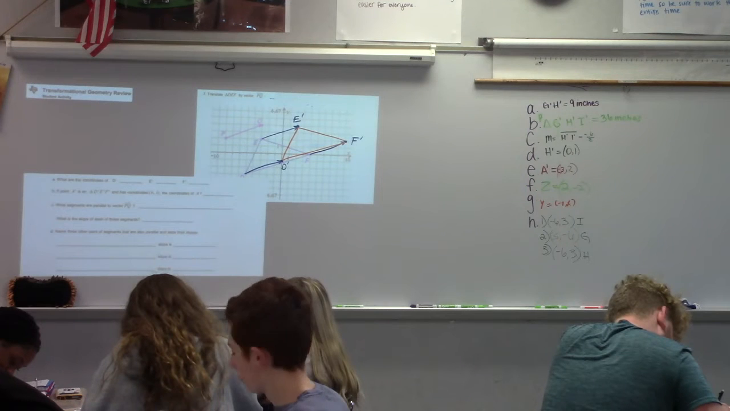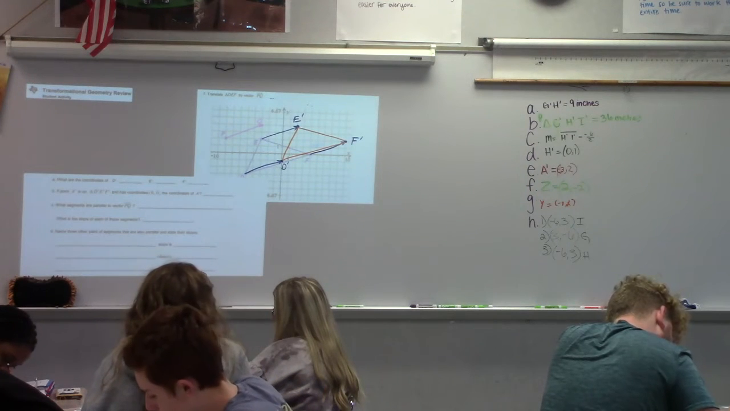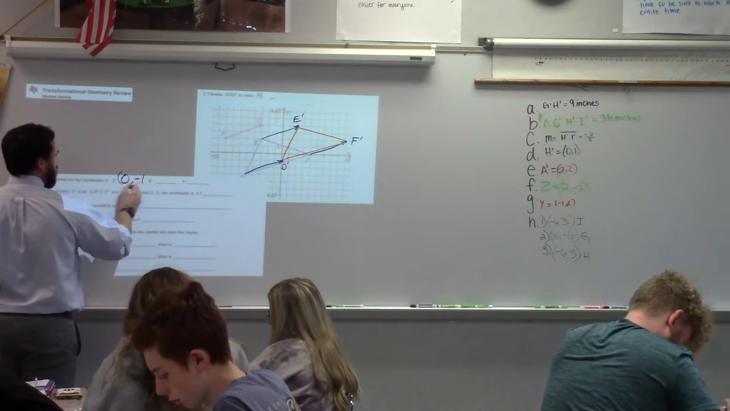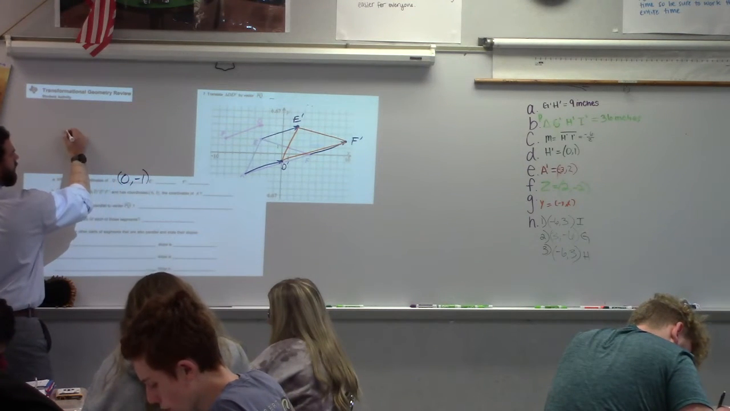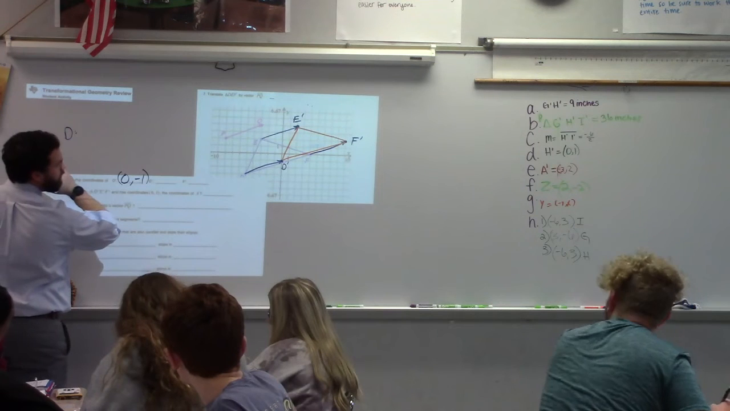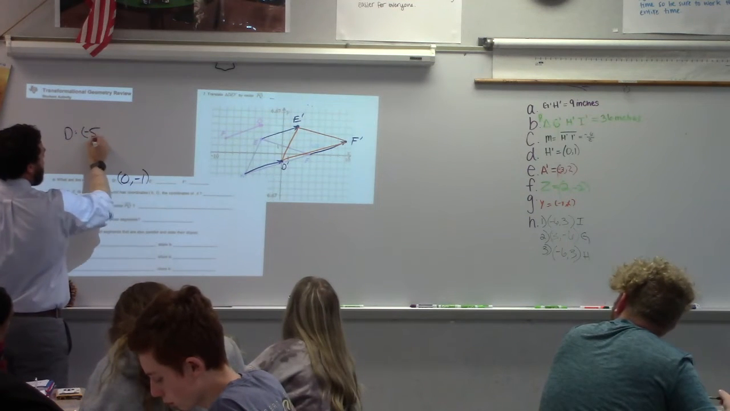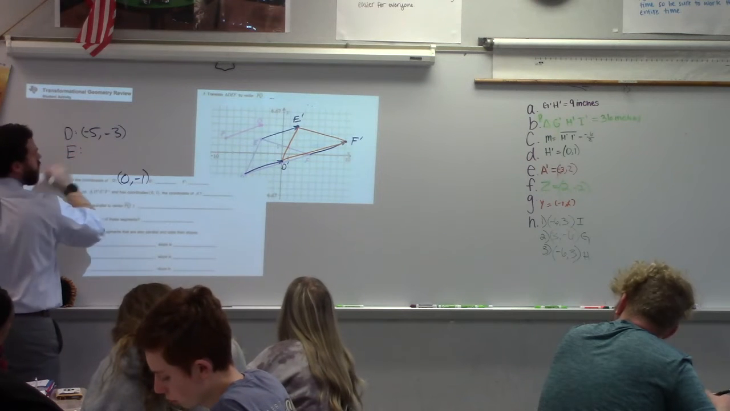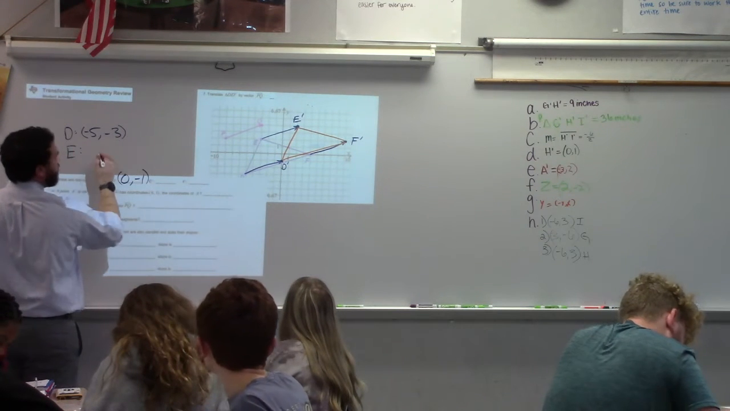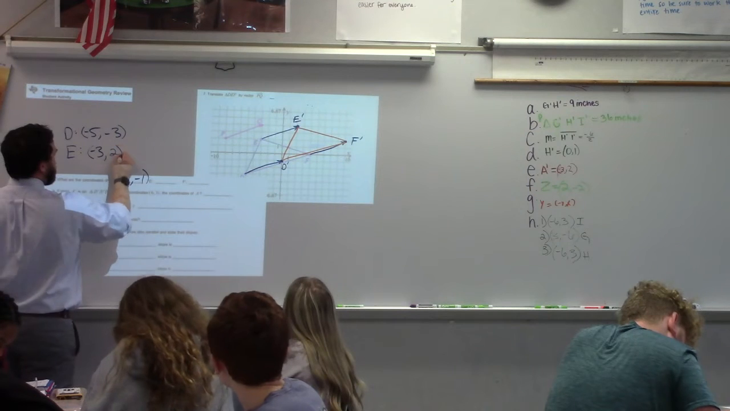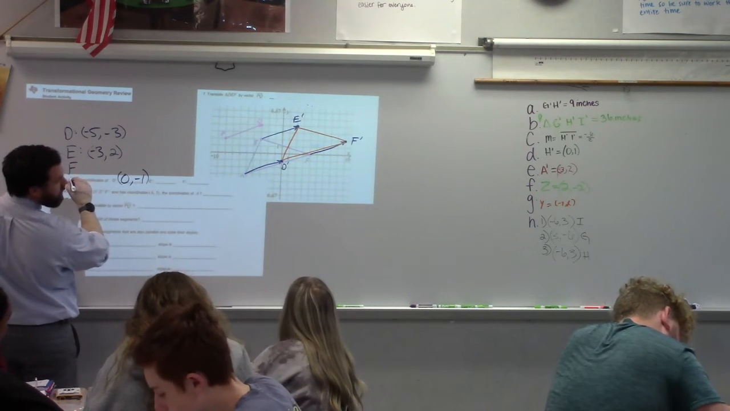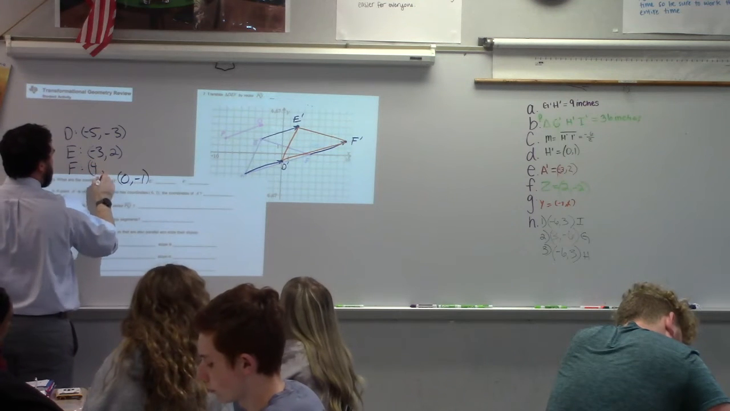So what are the coordinates of D prime? Zero, negative 1. I will point this out. Actually, let me write D really quickly. D were the coordinates negative 5, negative 3. E were the coordinates negative 3, 2. And then F, where the coordinates? 4, 0.